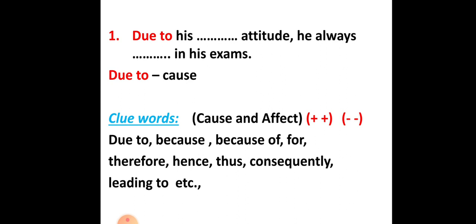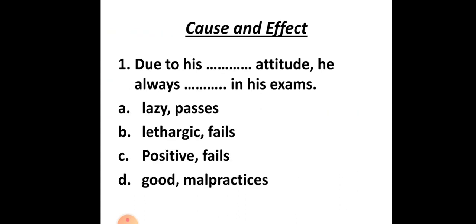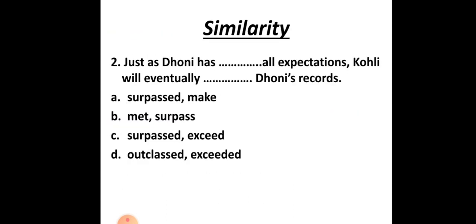So keep these clue words in mind. Next one. What we have understood here, cause and effect: if cause is positive, result should be positive. If cause is negative, result should be negative. Done. Now the next type is similarity. Again, the title itself tells you similarity means same. Just like cause and effect, if cause is positive, result will be positive. Same is the case here.